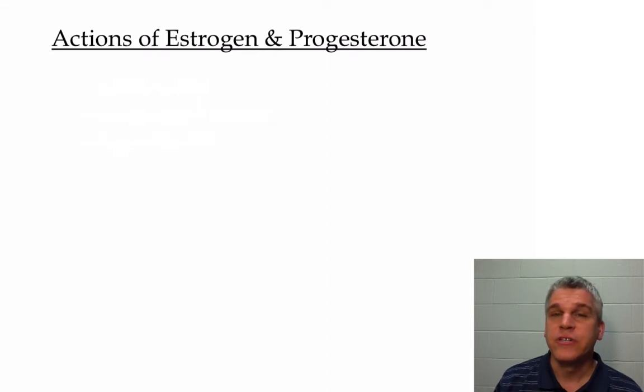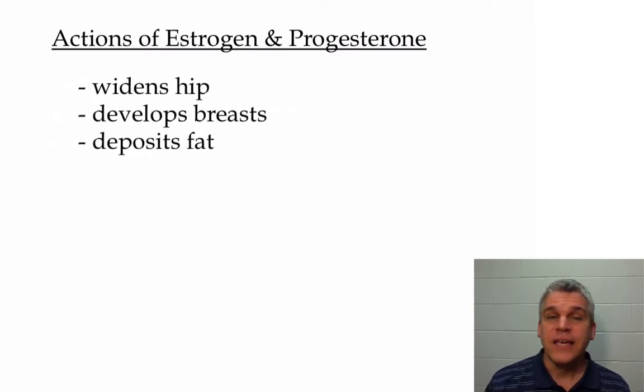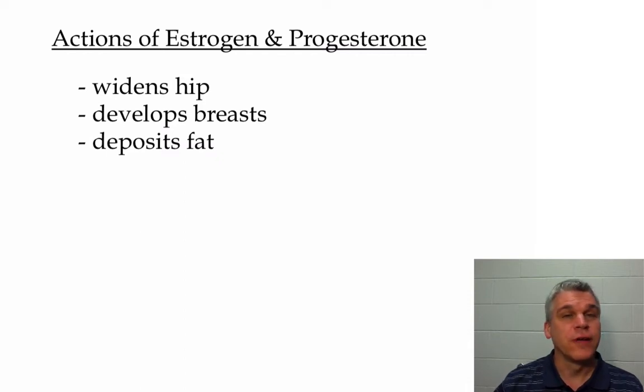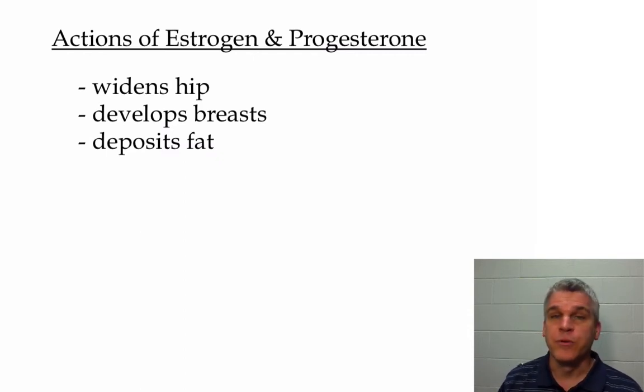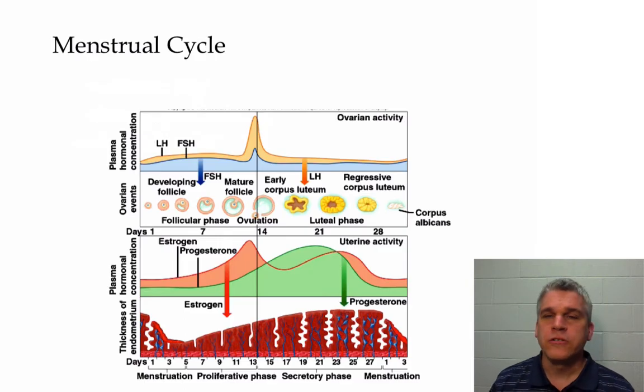Some of the actions of estrogen and progesterone are the secondary sex characteristics. It helps to widen the hips. It's going to begin the development of the breast tissue, and it also helps to conserve fat. Now, all of these things are designed to help have and nurture a baby. It takes a lot of energy, hence the fat deposits. It also, with the mammary glands, helps to produce the milk to be able to feed the baby, and the widening of the hips allows for the baby's head to get through the pelvis. So there's quite a few hormones that are taking place.